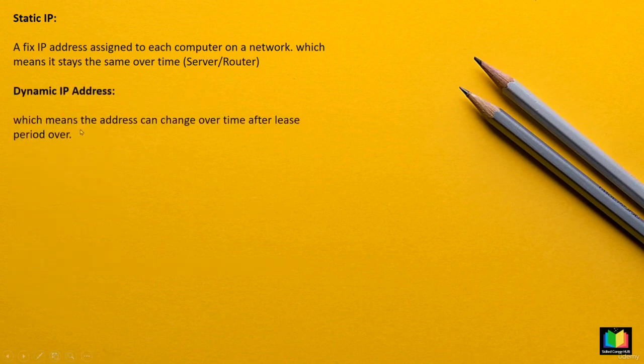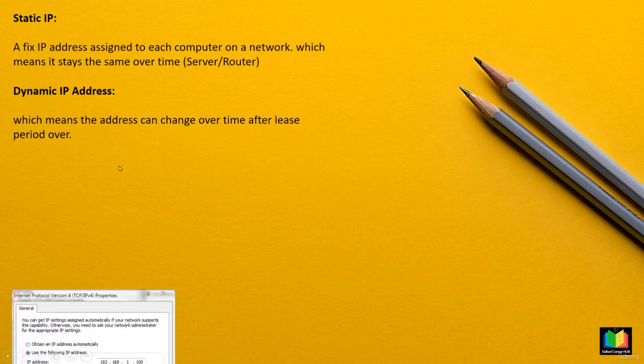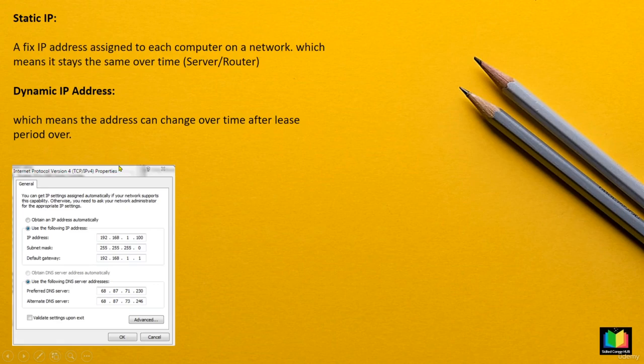Dynamic IP address means the address can be changed over time after the lease period is over. Let's take a look at how it looks. So if you go to the network properties and you can see the "Use the following IP address" checkbox, that means your machine has been assigned a static IP address, which I mentioned earlier. It should be a server, all right. Most of the time, I can say 90%, 99% of the time, your machine will have a dynamic IP address, right?